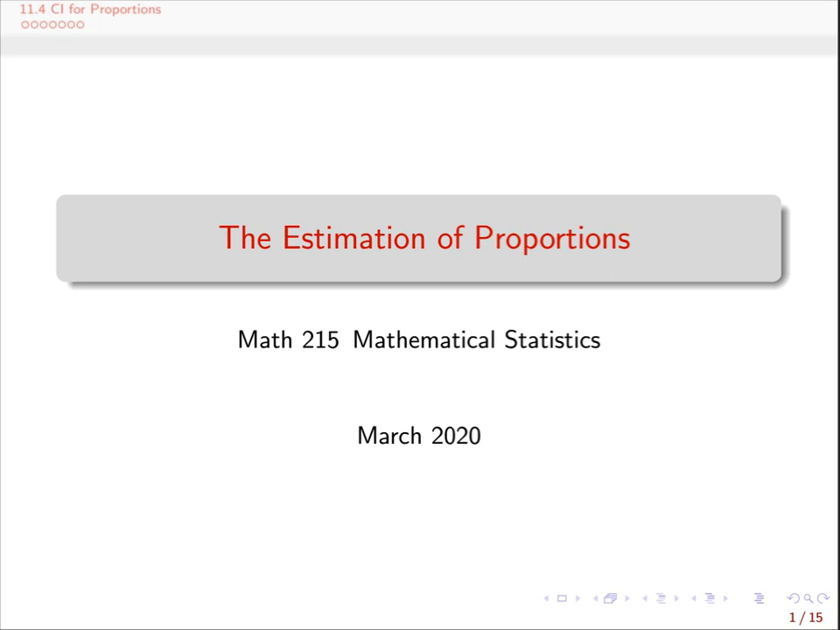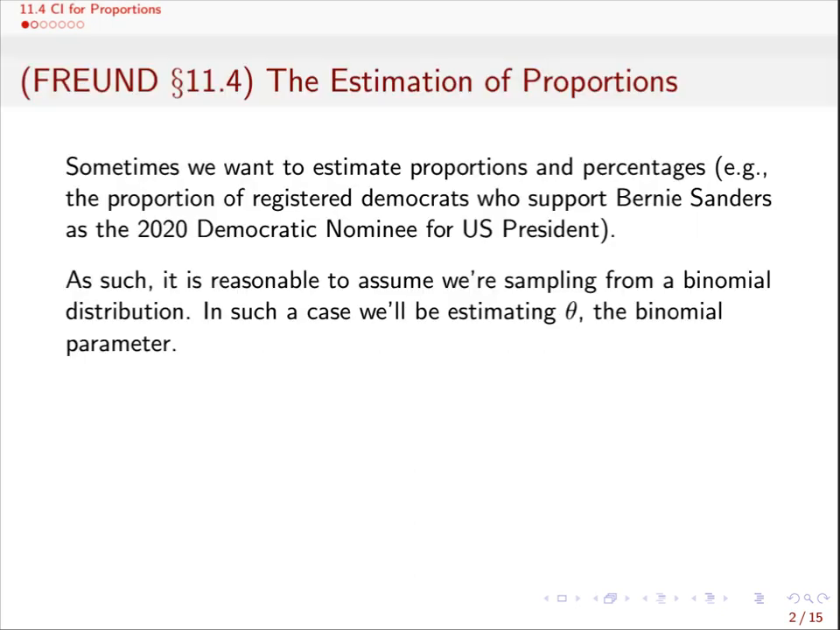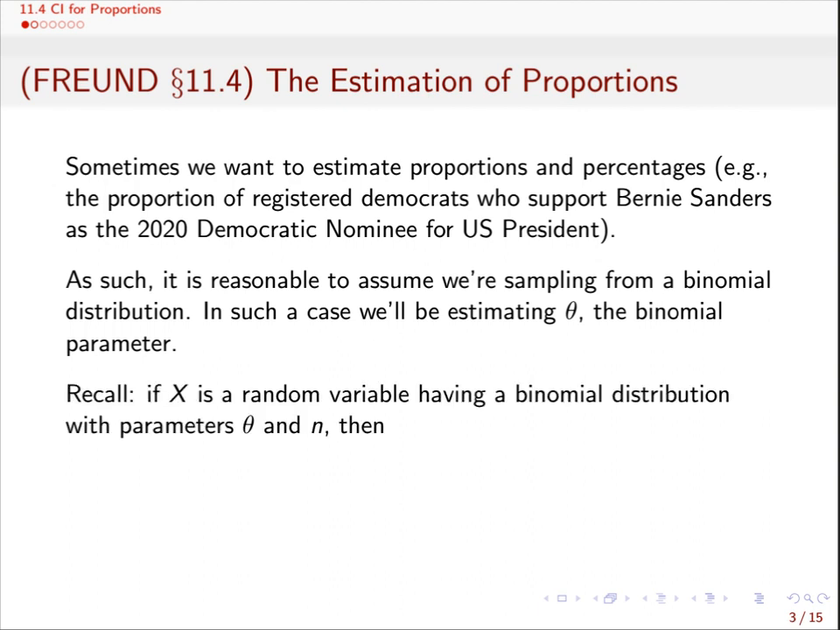Today we're going to talk about how to estimate proportions using a confidence interval. Sometimes we want to estimate proportions in percentages. For example, we might be interested in the proportion of registered Democrats who support Bernie Sanders as the 2020 Democratic nominee for the US president. As such, it's reasonable to assume that we're sampling from a binomial distribution. In such a case, we'll be estimating theta, the binomial parameter.